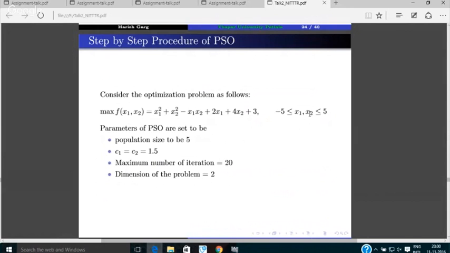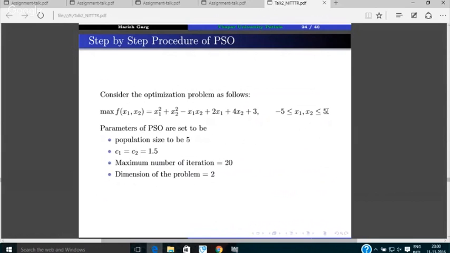My bounds are that x1 and x2 lie between -5 and +5. That is, I'm only searching for the maximum value within these bounds, -5 to +5. If x1 is, say, 7, that is not tolerable with respect to this problem. So my objective function is the maximization of f of x, and in this particular type of problem I assume that there is no constraint.